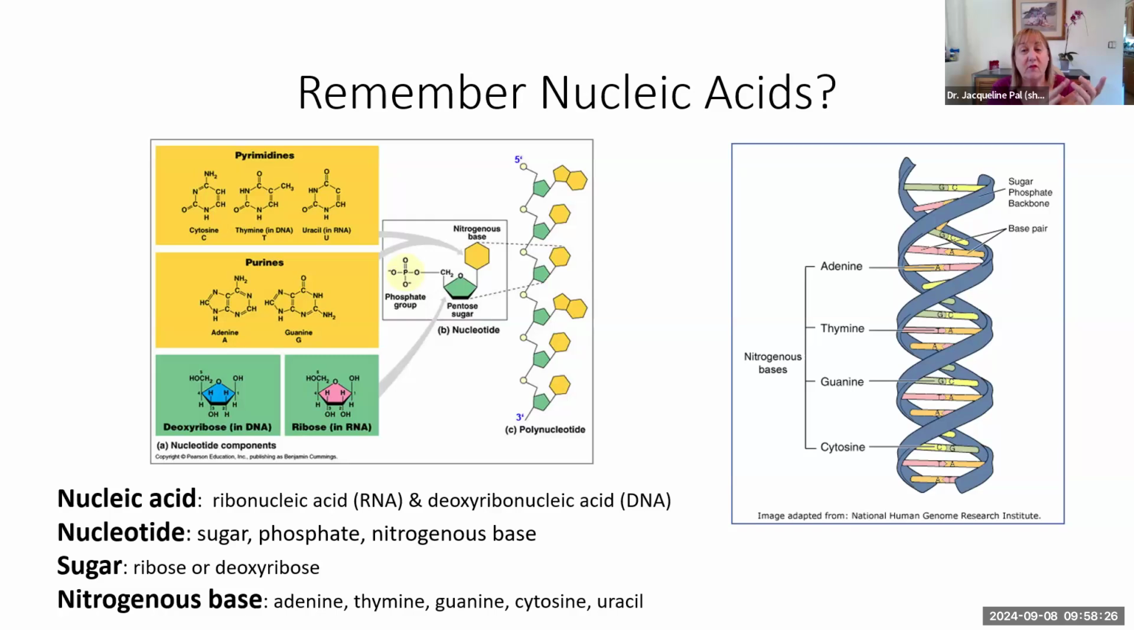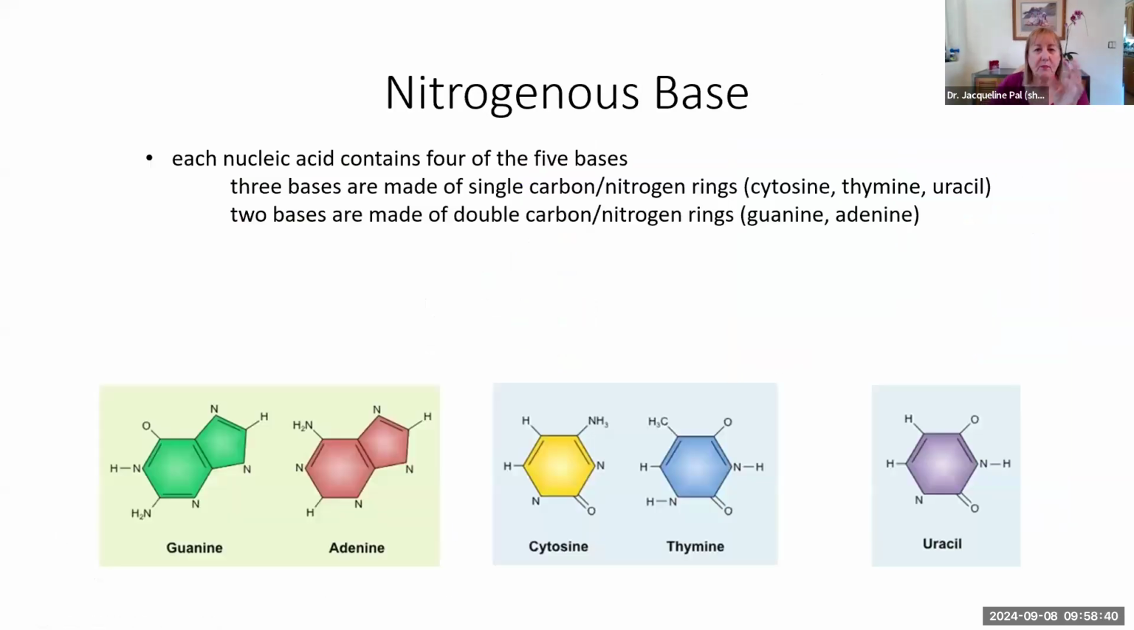The sugar is either ribose or deoxyribose, and the sugars are attached to phosphates, and those form the backbone. Then attached to that backbone are the nitrogenous bases. So let's look closer at those nitrogenous bases. Each of those two nucleic acids, DNA and RNA, will contain 4 of the 5 bases.